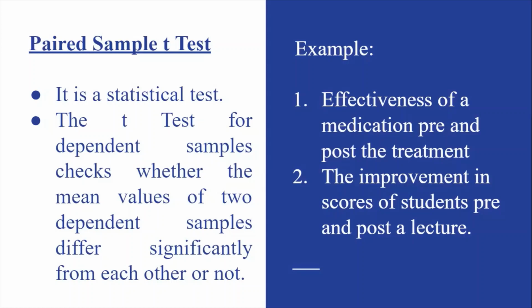So suppose you want to estimate the improvement in scores of the students before and after a lecture. In that case, you can use the paired sample t-test to estimate whether there is any improvement in the scores of the students or not. Let's take a look at another example. Suppose you want to estimate the effectiveness of a medication. So you will have to compare the pre and post situations of the patient. So in that case, you are required to run the paired sample t-test to compare the pre-level of the patient and post-level of the patient, right?